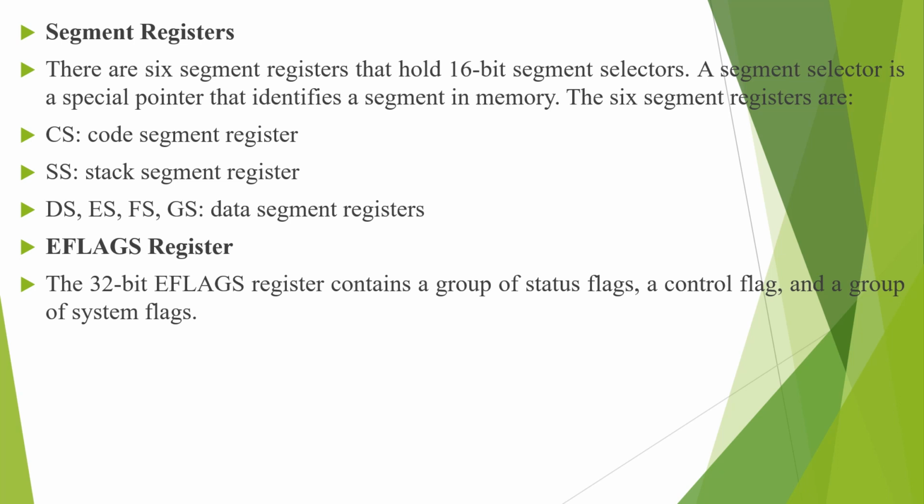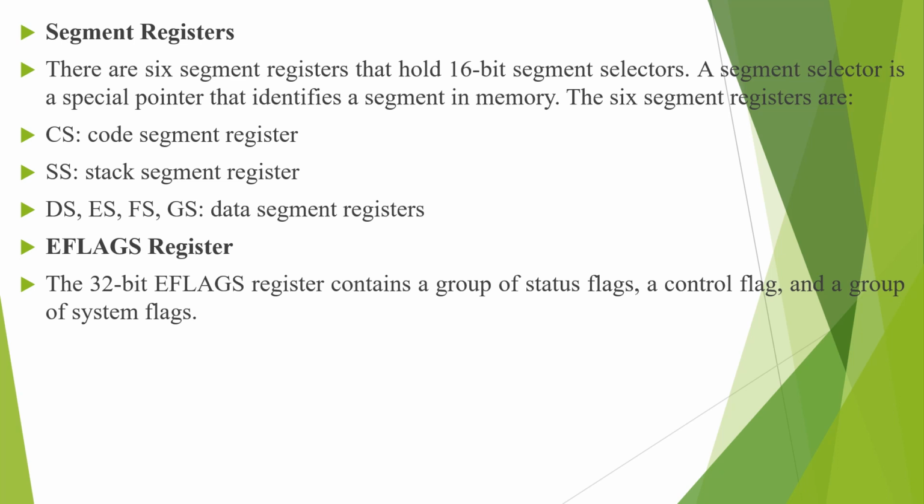The segment registers: there are 6 segment registers that hold 16-bit segment selectors. A segment selector is a special pointer that identifies a segment in memory in the segmentation process of a memory management unit. The 6 segment registers are CS, SS, DS, ES, FS and GS. CS stands for code segment, SS stands for stack segment, DS is the data segment, ES is the extra segment, and FS and GS also hold selectors.